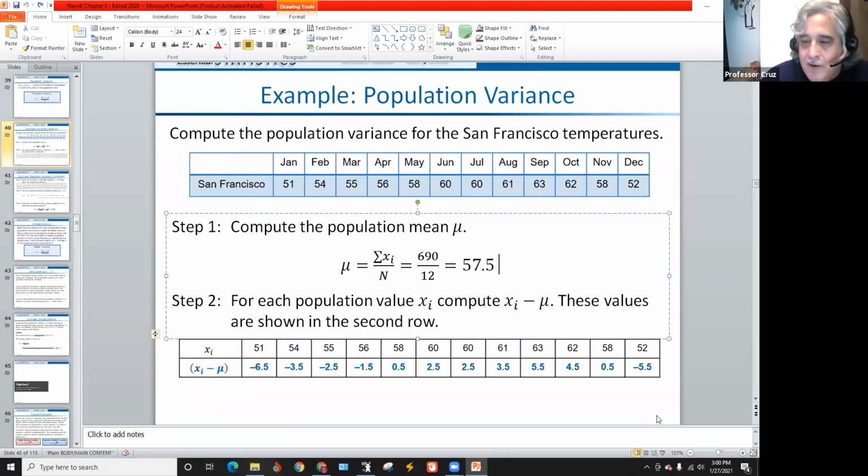I don't really like that calculator. I don't like punching on a screen like that. So negative 19.5, and then on the other ones it's 0.5, 2.5, another 2.5, a 3.5, and a 5.5, 4.5, 0.5.